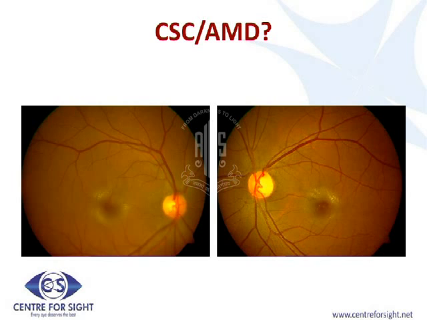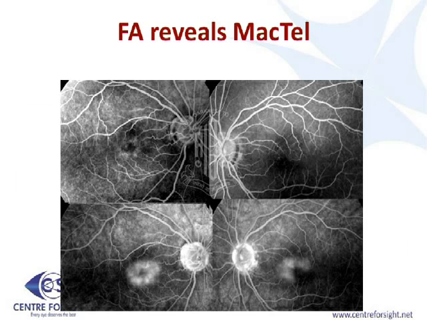So this is a case which looked like CSC or AMD, either of them. It was neither of them. Fluorescein angiography clearly showed that it was macular telangiectasia. You can see the capillaries in the early phase, and you can see the very classic leak in the late phase.